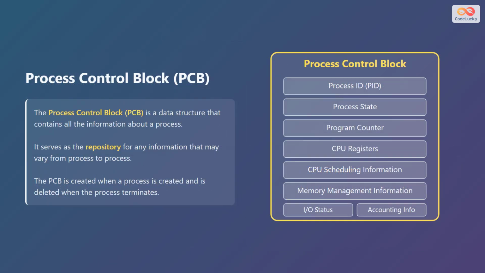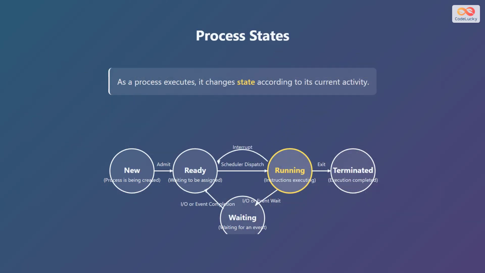Let's talk about the process control block, also known as the PCB. The process control block is a data structure that contains all the information about a process. It is the repository for any information that may vary from process to process. The PCB is created when a process is created and is deleted when the process terminates. As a process executes, it changes state according to its current activity. These state transitions are essential for how the operating system manages the execution of processes.